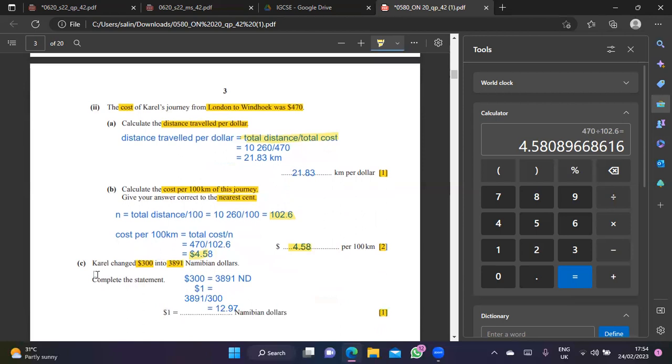Right, next question. Carol changed $300 into 3891 Namibian dollars. They ask you to complete the statement. What is the statement? $1 is equivalent to how much Namibian dollar? You can use your algebra as well. So you can write down $300 equals 3891 Namibian dollars.